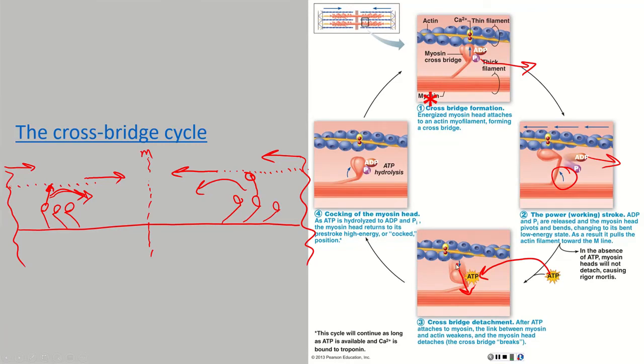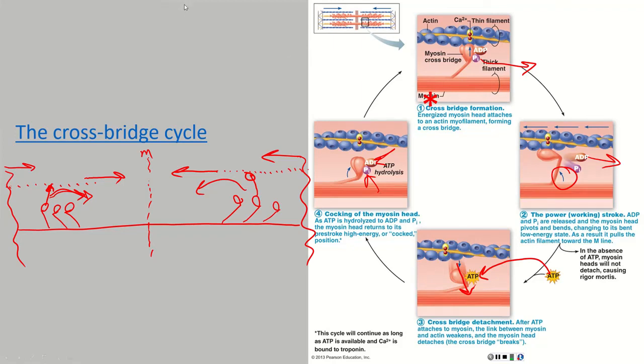Once we break the cross bridge, it's going to hydrolyze or split the ATP. When the ATP is split, we get the same thing we always get when we hydrolyze ATP. What's that? ADP and phosphate. That's where that ADP and phosphate originally came from.